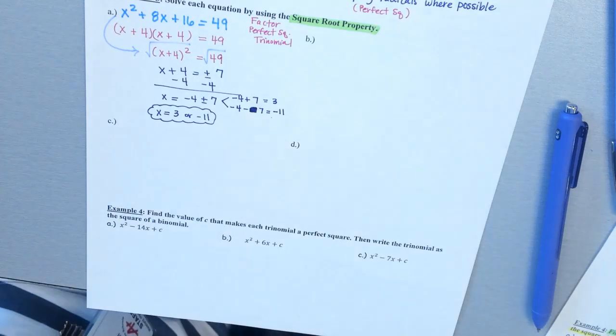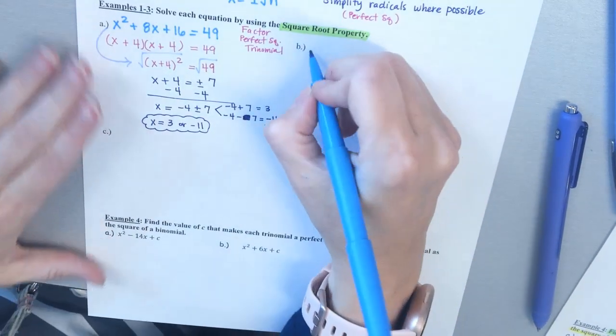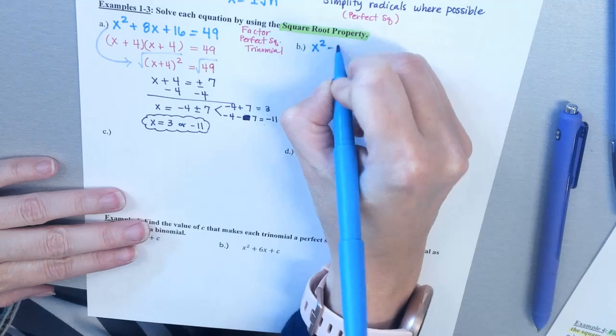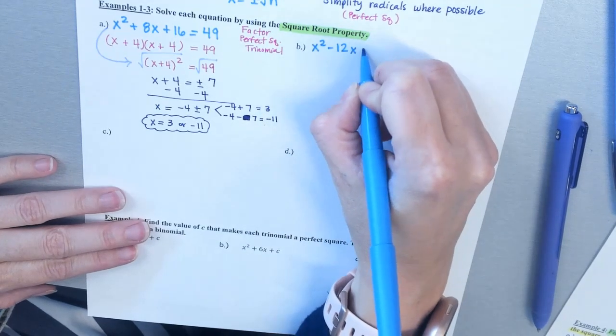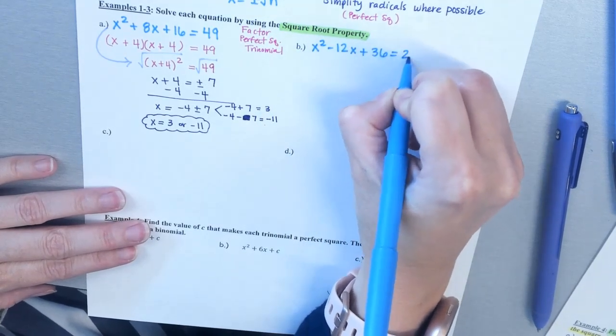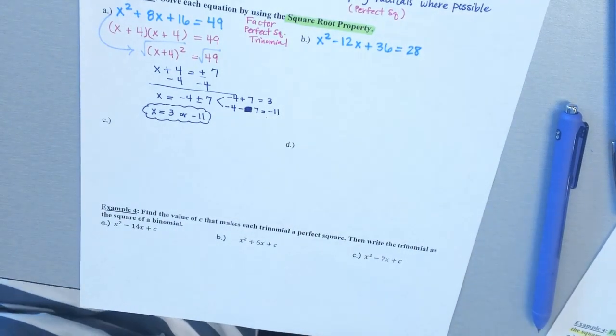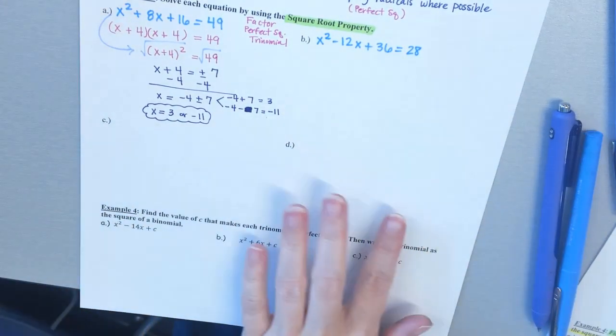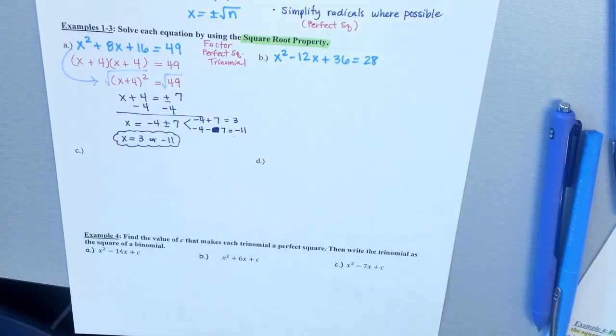All right, so then based on that, I want you to start part B. So we have x squared minus 12x plus 36 equals 28. So I want you to start it just like we did on the other one.